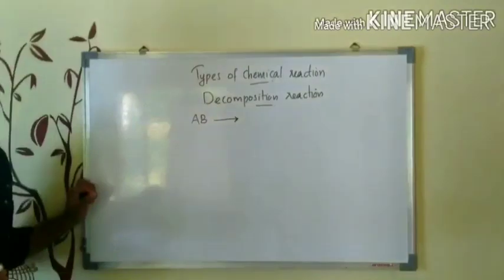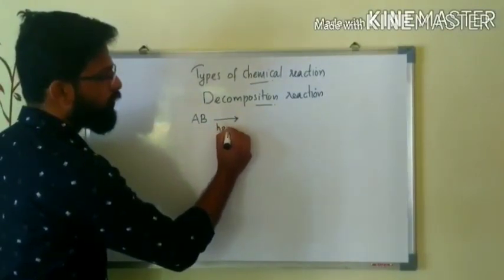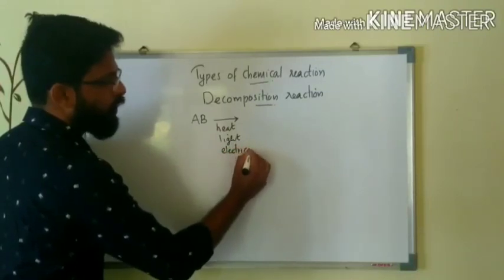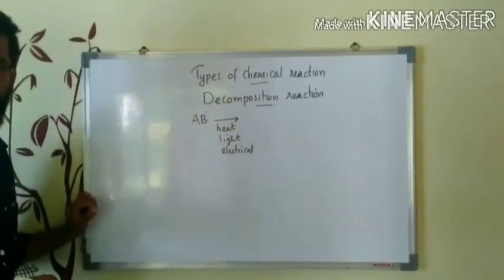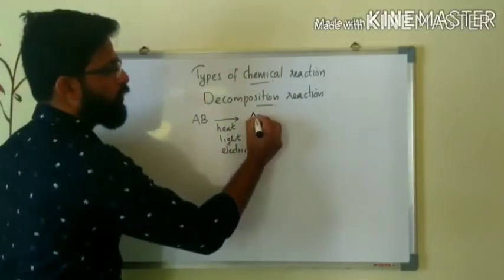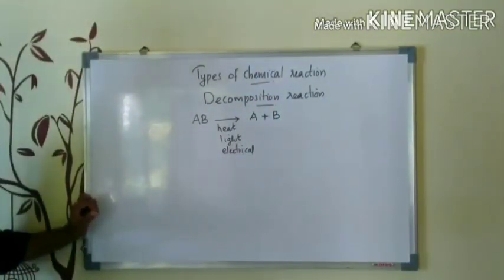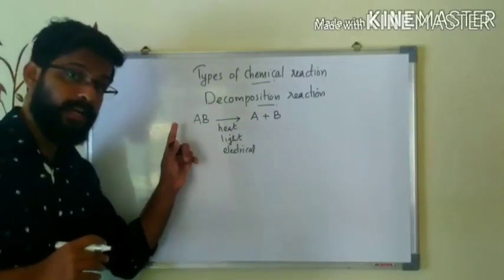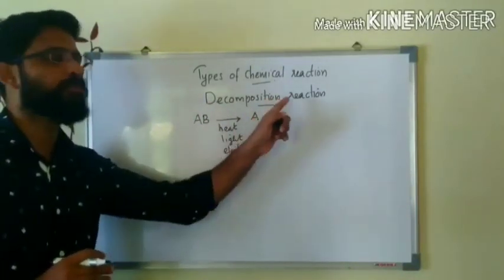On giving some sort of energy, you want to give some energy to decompose. Energy can be heat energy, light energy or electrical energy. If you give any sort of energy, the reactant AB will be decomposed into A and B, to give the products A plus B. So this is what a decomposition reaction is: a single reactant decomposes to give simpler products.